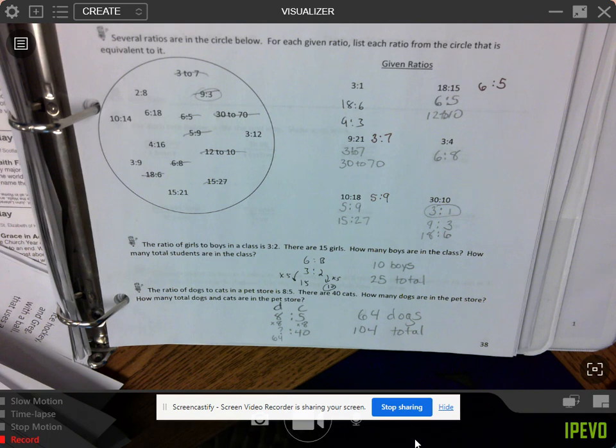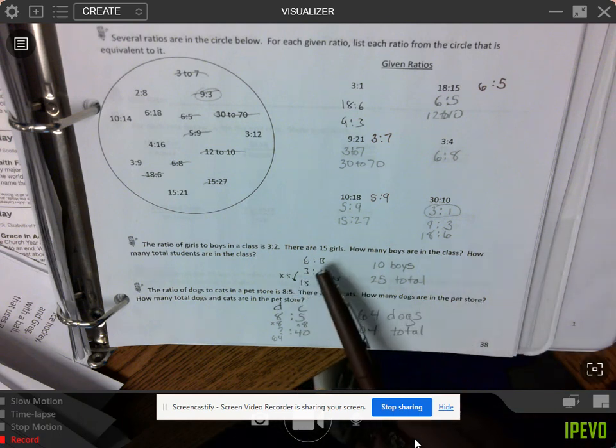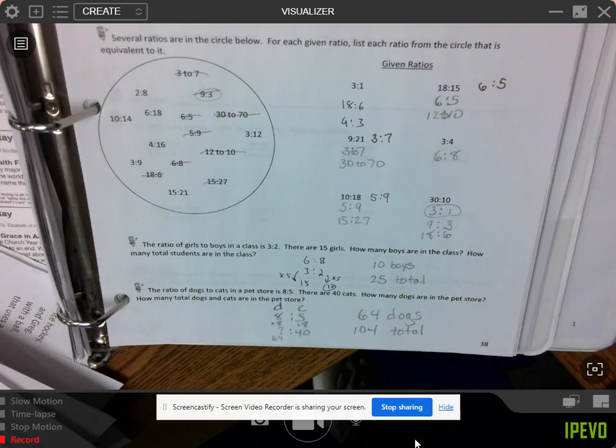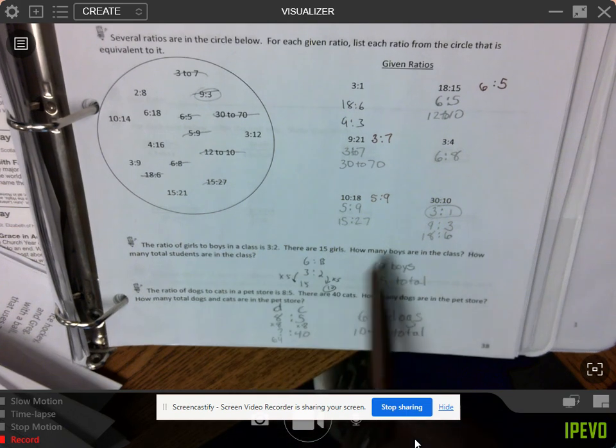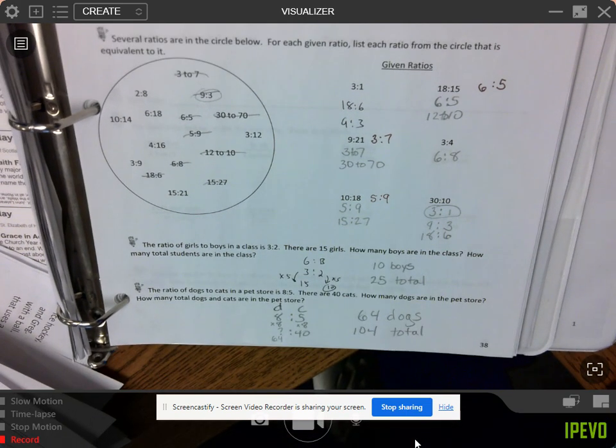Then our last question says, how many total students in the class? Well, if I know how many girls there are and I know how many boys there are, what do I have to do to find that total? Lilia? Add them together. So I'm going to add my 15 girls with my 10 boys and I get 25 total. So you need to make sure that you answered both questions. On the test, there might be multiple questions or multiple steps in the question. You need to make sure that you do everything in those word problems.